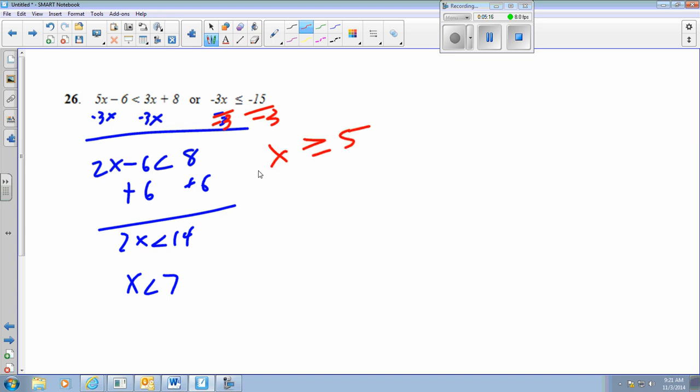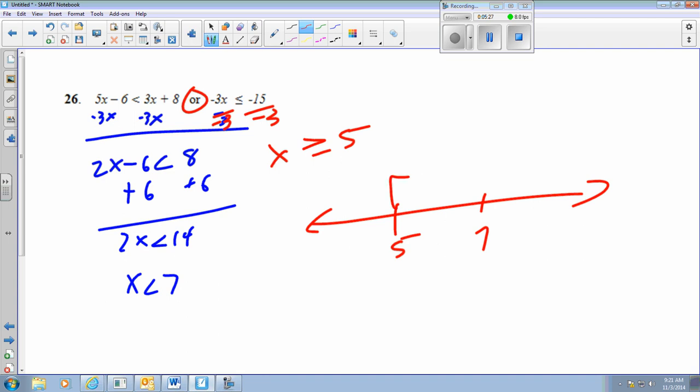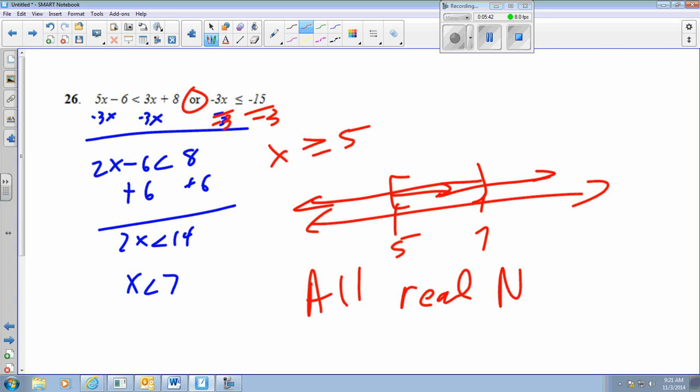So I have my two inequalities. It's an OR statement, so I'm going to try to graph that. I know that 5 is here, 7 is over here. Make sure you get them in the right order. x is greater than or equal to 5, going that way. x is less than or equal to 7, going that way. We know since it's an OR statement that our answer is going to be all real numbers.